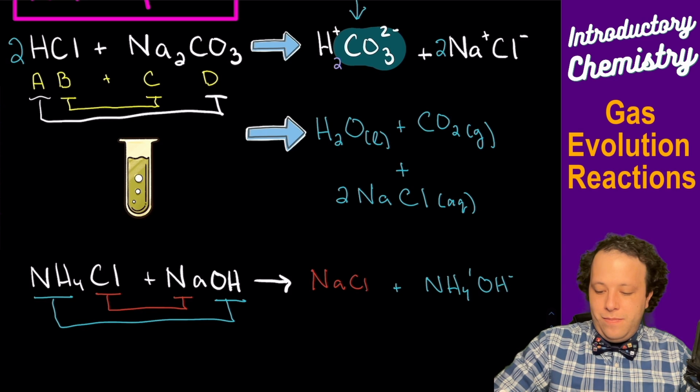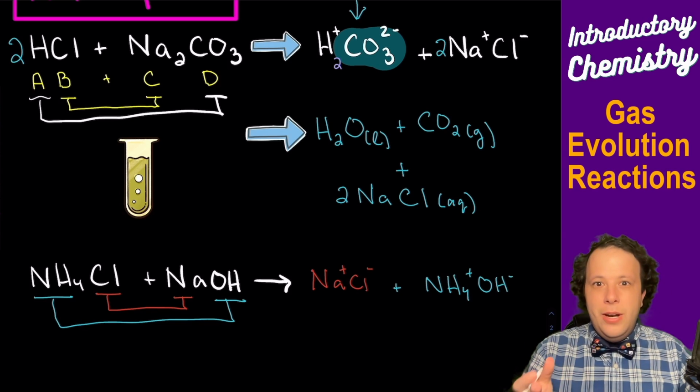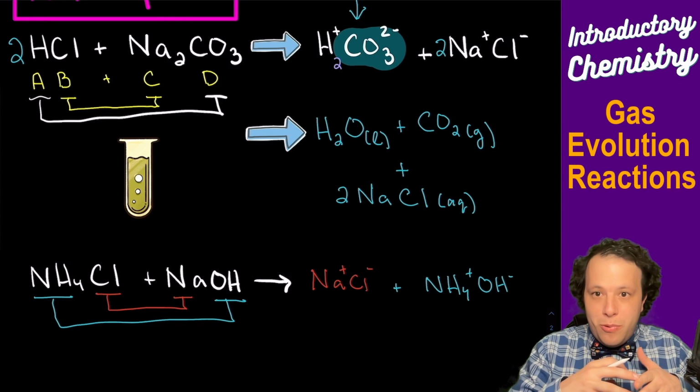Everything is already balanced in terms of charges. Now, what we're trying to figure out is, is there anything here that's going to further break down?